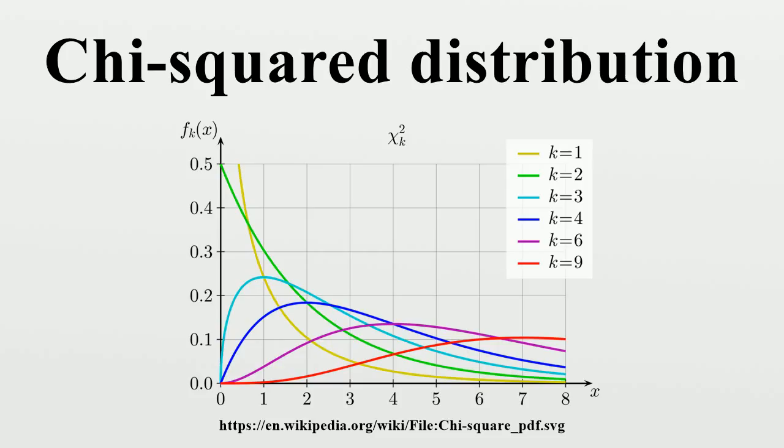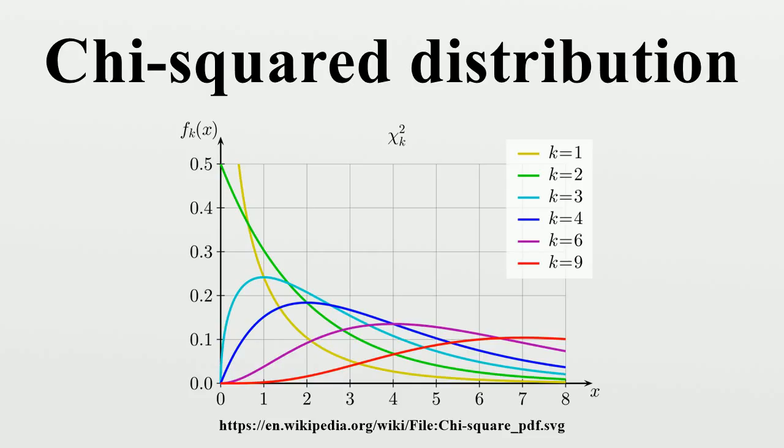The sum of squares of statistically independent unit variance Gaussian variables which do not have mean zero yields a generalization of the chi-squared distribution called the noncentral chi-squared distribution. If Y is a vector of k i.i.d. standard normal random variables and A is a k times k symmetric, idempotent matrix with rank k-n, then the quadratic form Y^T A Y is chi-squared distributed with k-n degrees of freedom.